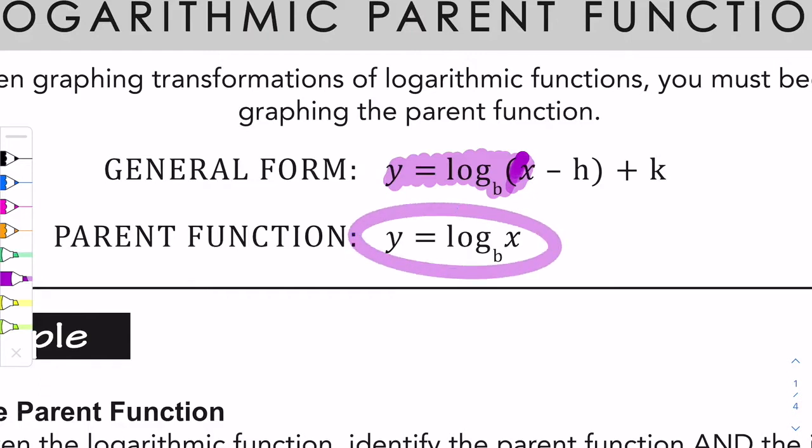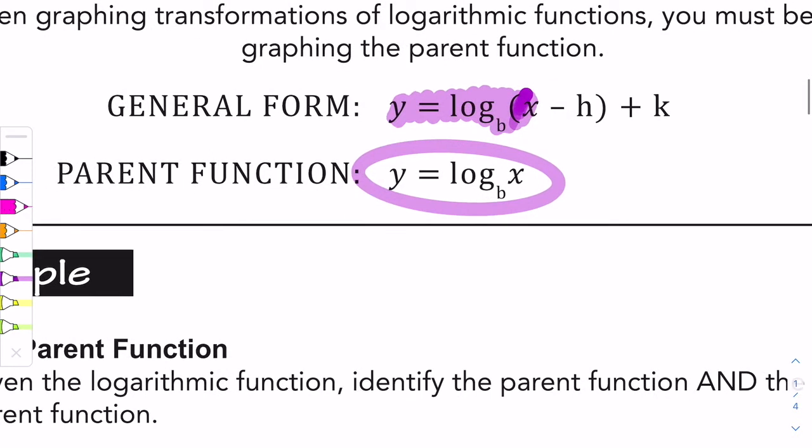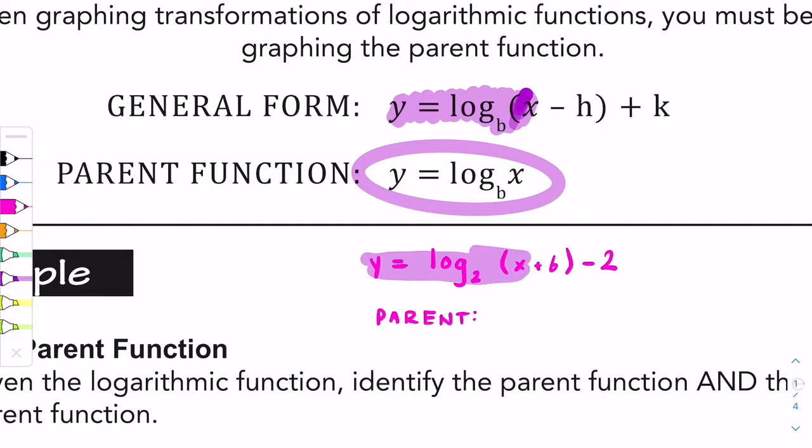For example, if I had y equals log base 2 of x plus 6 minus 2, we're looking for just y equals the logarithm, the base, and then that variable x. This is what you start graphing, and then the plus 6 and the minus 2 are going to be transformations in the coordinate plane.